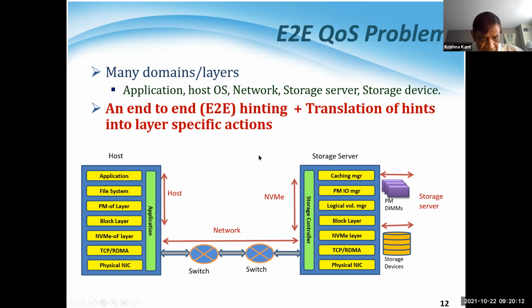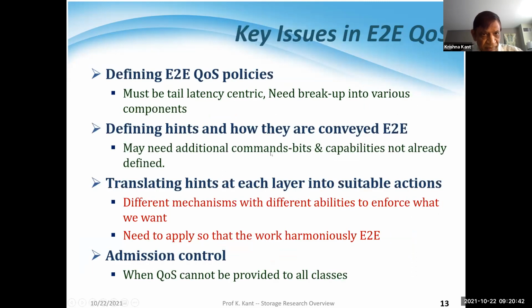So what we've got to do really here is to provide the QoS. We need an end-to-end hinting from the application, or at least the operating system, all of the way to the devices, so that every layer in between knows about what the QoS requirements are and accordingly provides the treatment. And there are a lot of challenges in doing that.